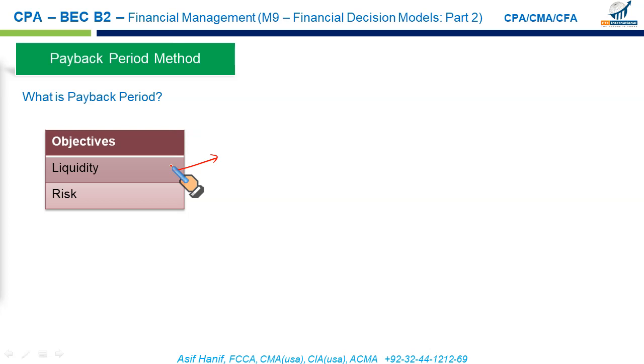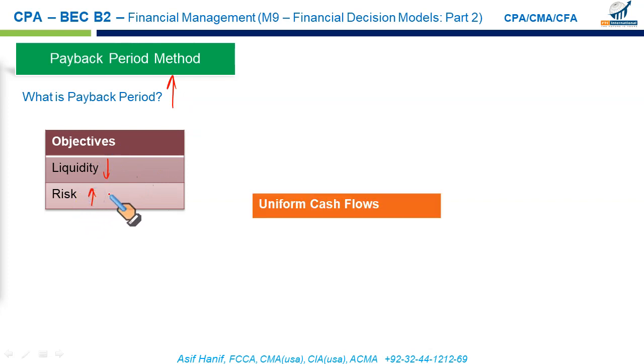You will have to wait up to 20 years. So this is a good measure of liquidity, payback period, and it's also a good measure of risk. How? If a project pays itself off quickly, it has less risk. You recover your investment quickly. But if the payment is recovered after 10 years, the longer the period, the higher the risk. So you can say if the project payback period is shorter, it is more liquid, it has less risk. Conversely, if payback period is longer, it means liquidity would be lower and the project will have more risk.